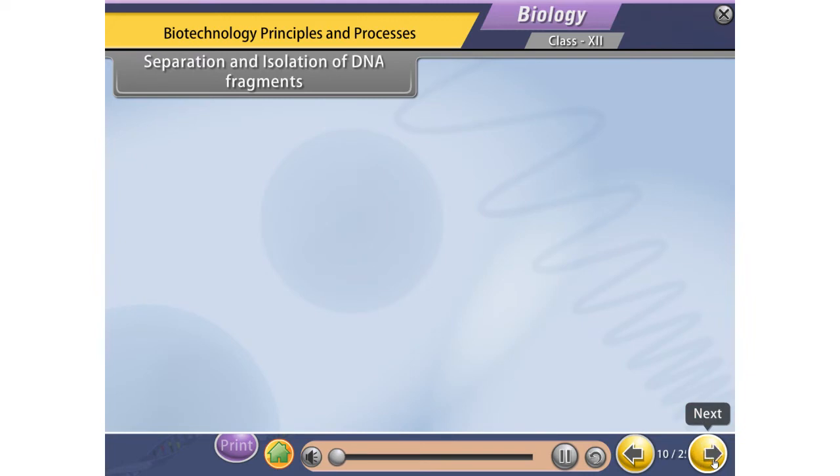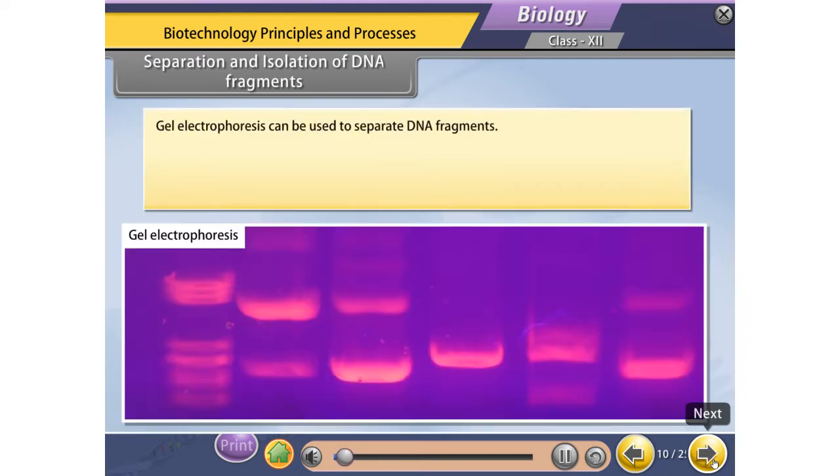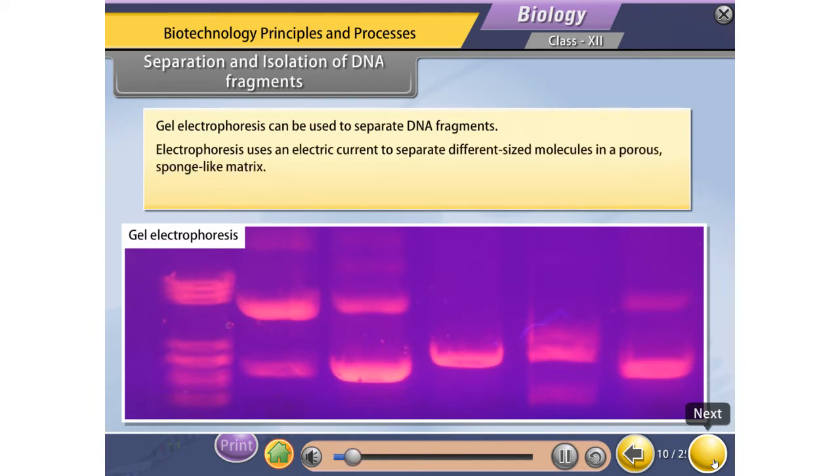Separation and isolation of DNA fragments. Gel electrophoresis can be used to separate DNA fragments. Electrophoresis uses an electric current to separate different sized molecules in a porous, sponge-like matrix. The smaller molecules move more easily through the gel pores than larger molecules.